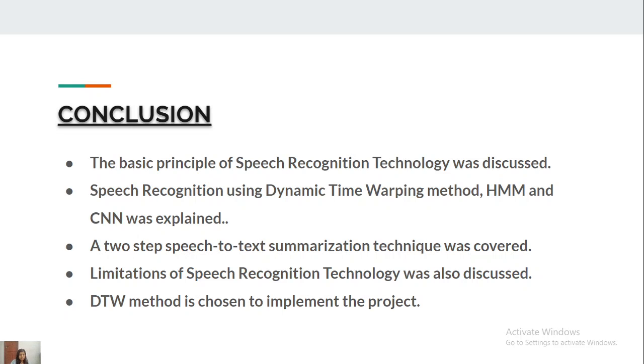Now, as per the objective 1, I have chosen a dynamic time warping method to implement the project. This is because our project involves command and control. That's why, in DTW, it is actually well known for such cases because the vocabulary we are trying to refer is much smaller and the grammar is constrained. So that's why I chose DTW.